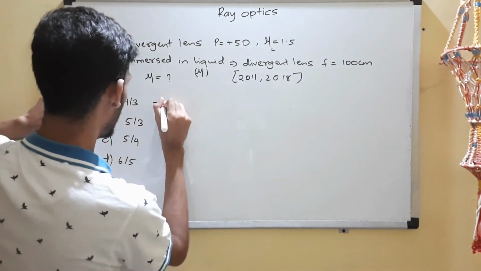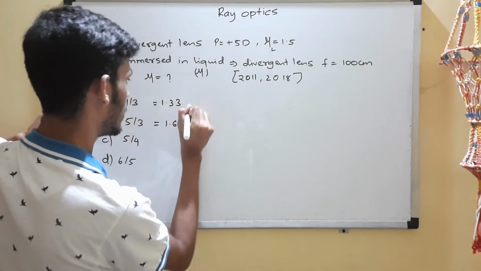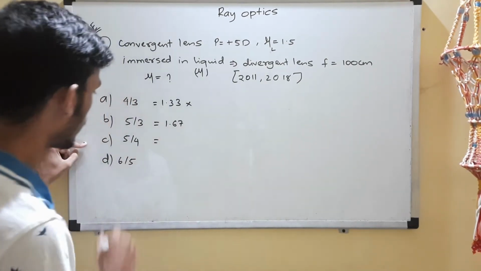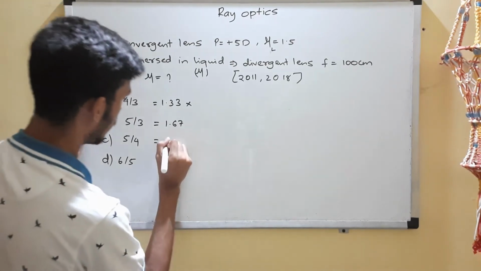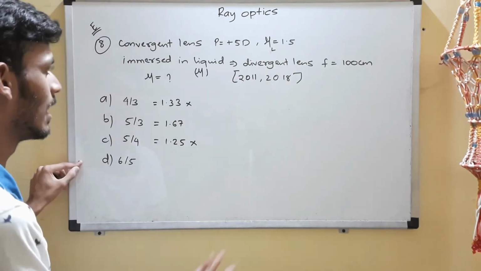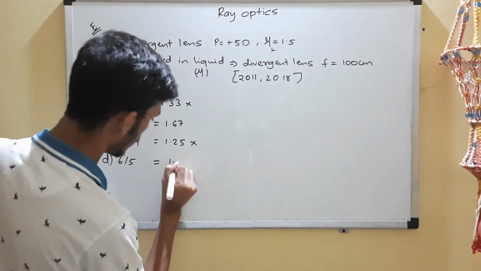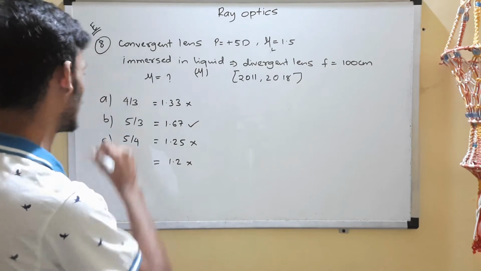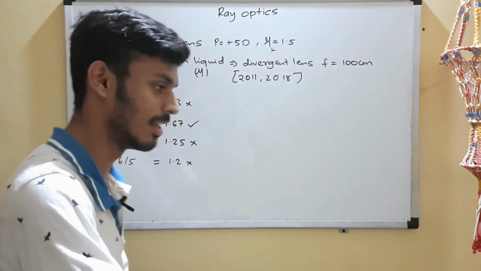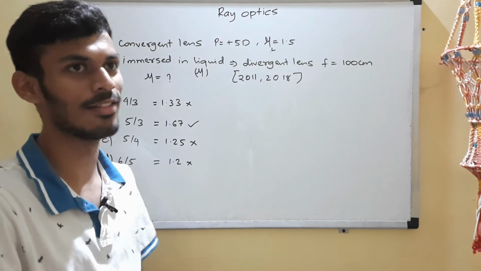Okay, so here if we see it's 1.33, right, 4 by 3 is 1.33, here it's 1.67. This is not bigger than 1.5, so it's out. This one is okay, it can be the answer. This one is 5 by 4 is 1.25. Yes, yes. So this is also out because it's less than 1.5. Okay, and 6 by 5 is 1.2, so again it is out. Okay, so the only correct choice over here is B. So you can just remember that a lens will change its nature when it is immersed in a liquid which has a higher refractive index than that of the lens.